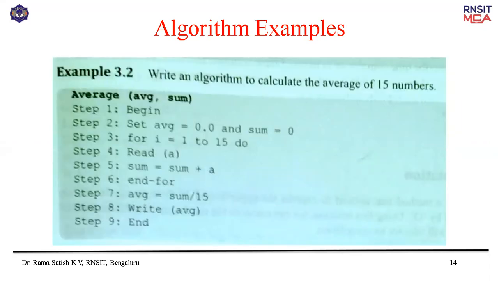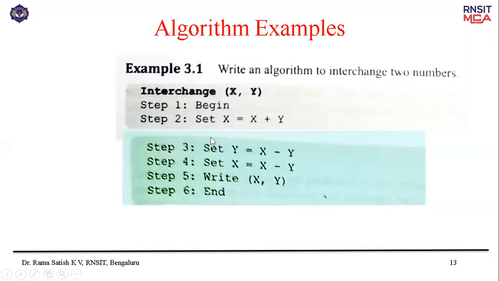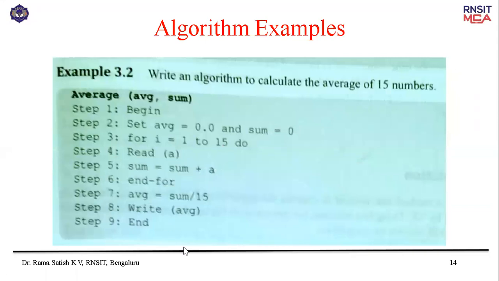Next, you have to calculate the average of 15 numbers. In this case, what do you do? Again, you give the name for the algorithm as average. avg is the variable, and sum is the variable that you are going to use. Now begin: average you make 0, sum you make 0, and you create a for loop for 15 times, and every time you read a number and add it to sum.